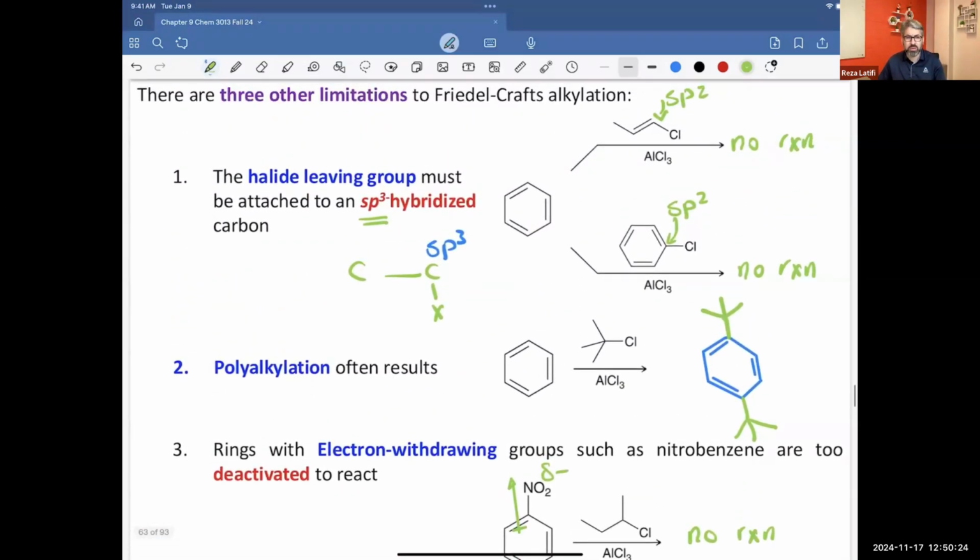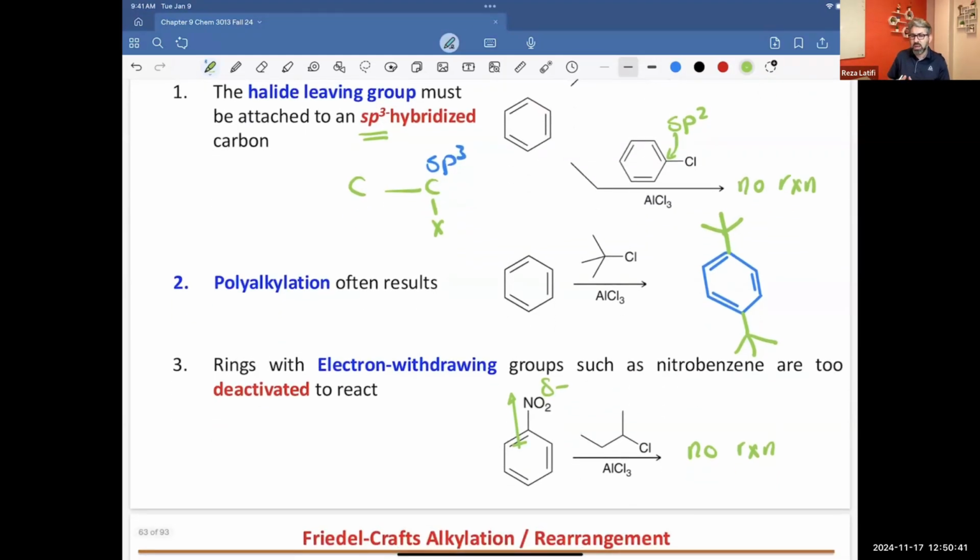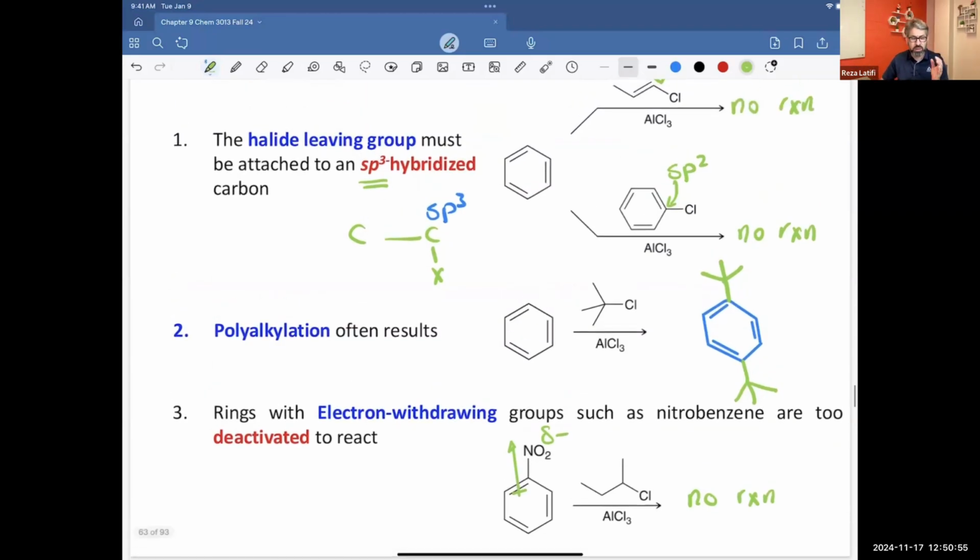When is the Friedel-Crafts reaction going to fail? One, whenever the halide is attached to a carbon with sp2 hybridization, anything other than sp3. Next thing is, we said if we have an electron withdrawing group, it is going to pull the electron density from the ring. Now the ring will be empty of electron density, or it cannot donate electrons to the electrophile, so the reaction is not going to happen.